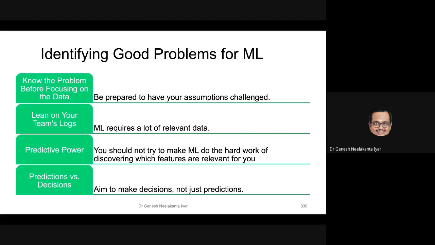So know the problem before focusing on data. Don't think about what data set should I start with. Think about what problem I want to solve. Once I know the problem to be solved, I can always go and look whether my data is there, whether the data set is available. ML requires a lot of data, relevant data. And you should not try to make ML do the hard work of discovering which features are relevant for you. As long as you are applying machine learning, pre-processing is your duty. So based on your algorithm, based on your need, you should determine what feature is relevant for you and aim to make decisions and not just predictions.